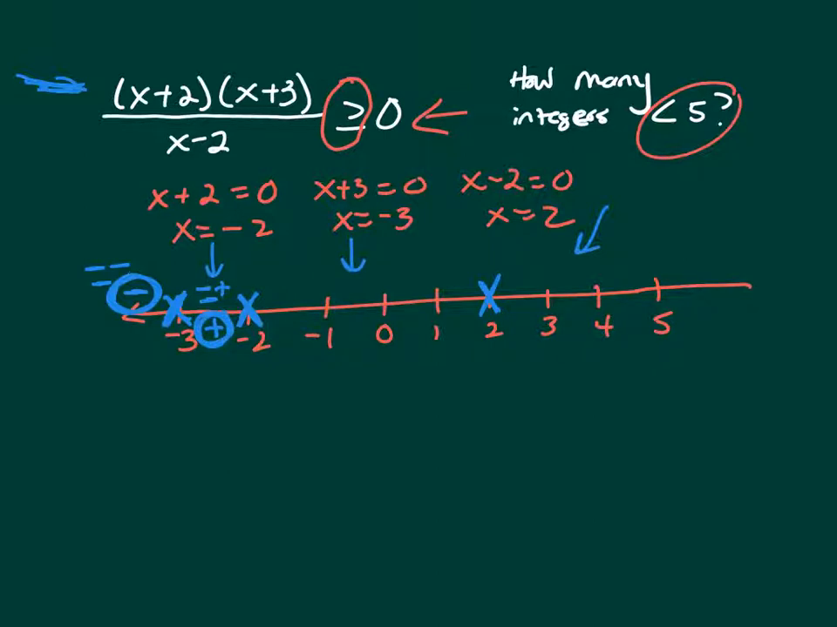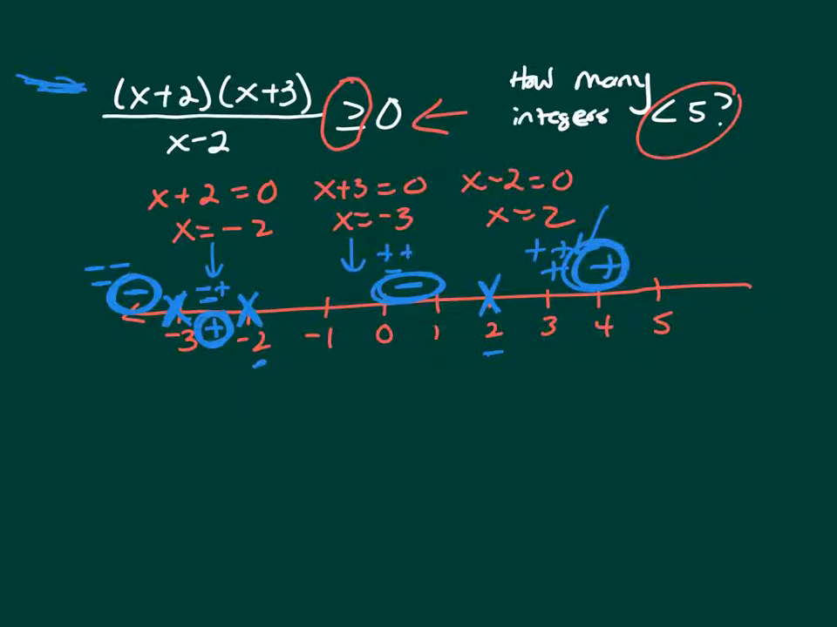Now we've got this region between negative 2 and 2. Let's choose 0. If I plug 0 back into my inequality, I get 0 plus 2 is positive. 0 plus 3 is positive. 0 minus 2 is negative. What's a positive and a negative? Well, that would be a negative. And let's choose this upper region, the one that's greater than 2. Let's choose 3. 3 plus 2 is positive. 3 plus 3 is positive. 3 minus 2 is positive. It's going to give you positive.